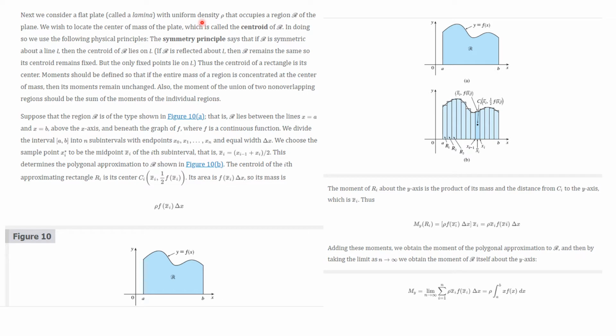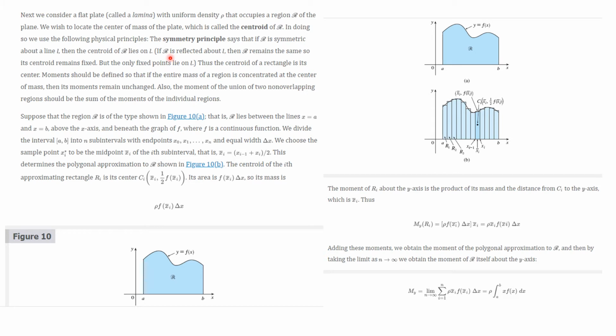Now what we're going to do is consider a flat plate called a lamina. Here is an example of a lamina. It is a flat plate, but it is a two-dimensional plate because it's flat. And we've got a region R that's occupied. Now we're going to simplify this and ask what happens if it is a rectangle. Let me derive a few things. We're going to derive it by rectangle, and then we're going to add the things up.